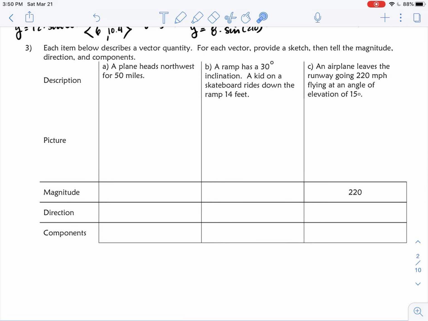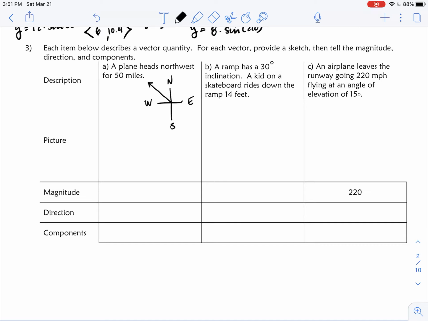Each item below describes a vector quantity. For each vector, provide a sketch, then tell the magnitude, direction, and components. Okay, so in the first problem here, we have a plane heads northwest for 50 miles. So first thing I'm going to do is draw a picture. Let me just get my little north, south, west, east. If I'm going northwest, I'm going exactly between those two, and I'm moving for 50 miles. So the magnitude of this vector is 50 miles.